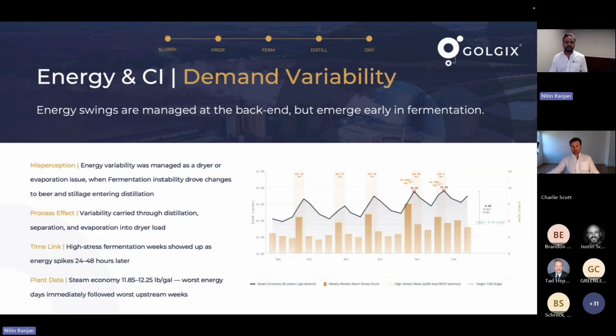That ties it all together for us. And it's a hot topic in the industry around CI, and truly understanding how upstream instability drives downstream energy waste, right?